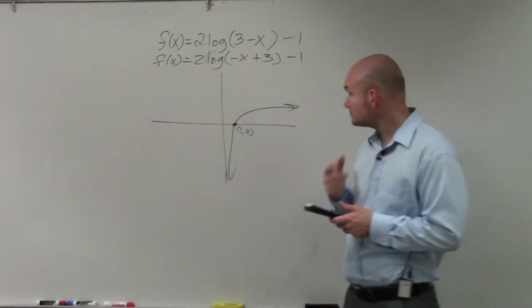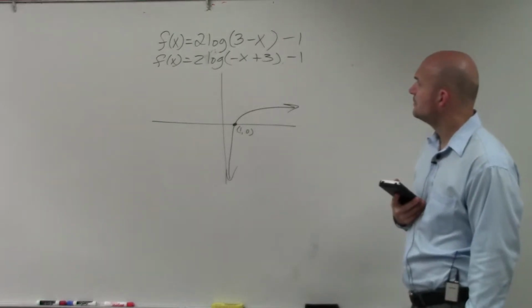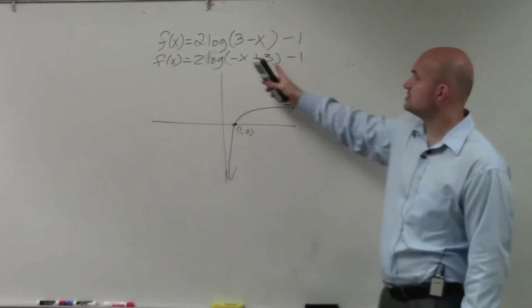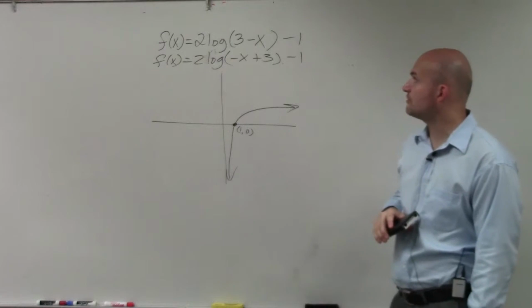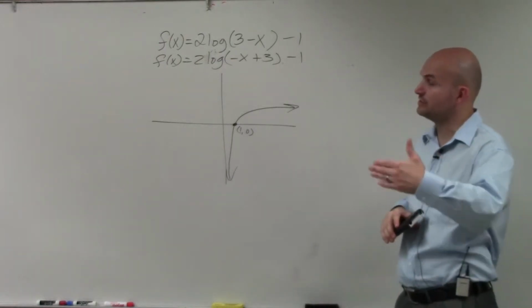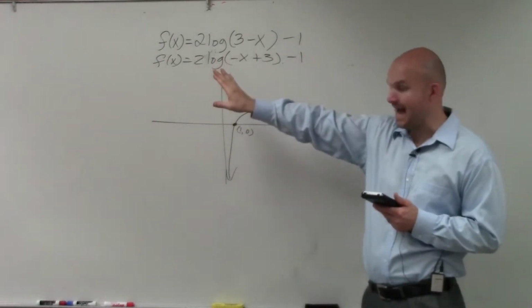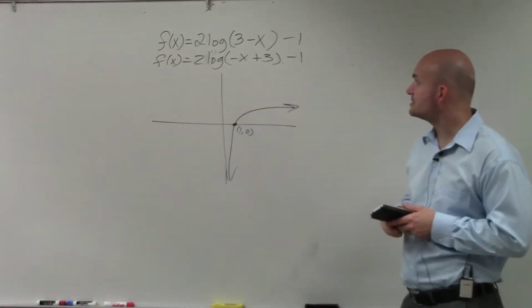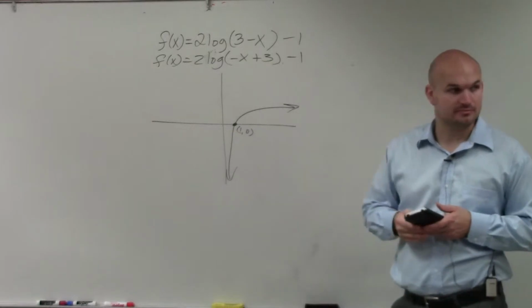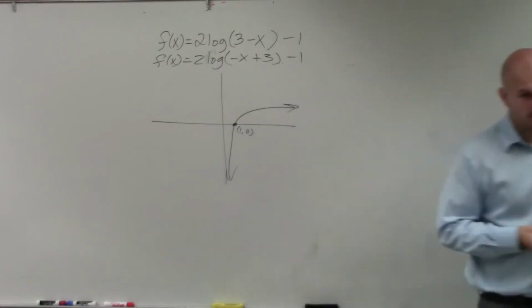And then also we have the plus 3, which is going to be shifting the graph to the left. We have this negative x, which is going to reflect it about the y-axis. And then we have the minus 1. OK?